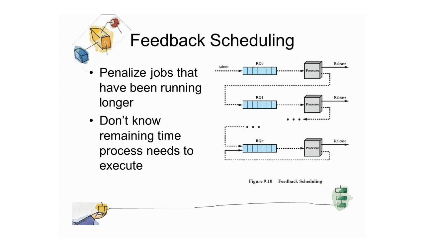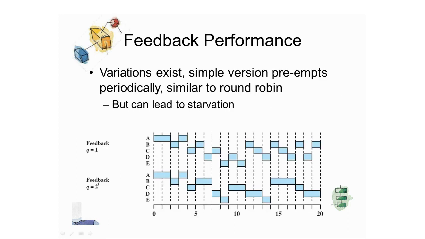Feedback scheduling, the fifth. It penalizes jobs that have been running longer. The remaining time the process needs to execute is not known. Here's the diagram for feedback scheduling. And the feedback's performance. A variation, the simple version, preempts periodically similar to round robin, but it can lead to starvation.